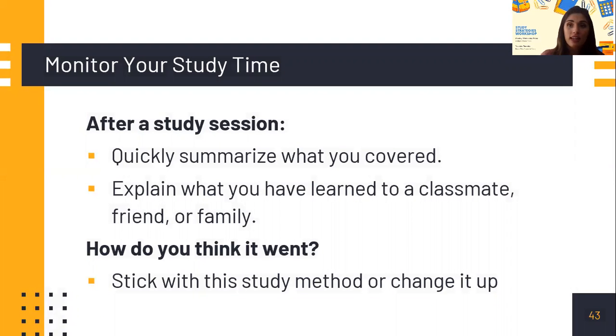So after you've studied, you also want to monitor your study time and sort of evaluate how it's working for you. After a study session, very quickly, summarize what you covered during that time, whether that be, during this study session, I looked at my notes and the main idea covered was blank. Or I outlined my essay for history and I believe the topic is this, and my main idea is going to be blank. You may want to explain what you've learned if you've got a classmate that you've been studying with, a friend, a family, to yourself.